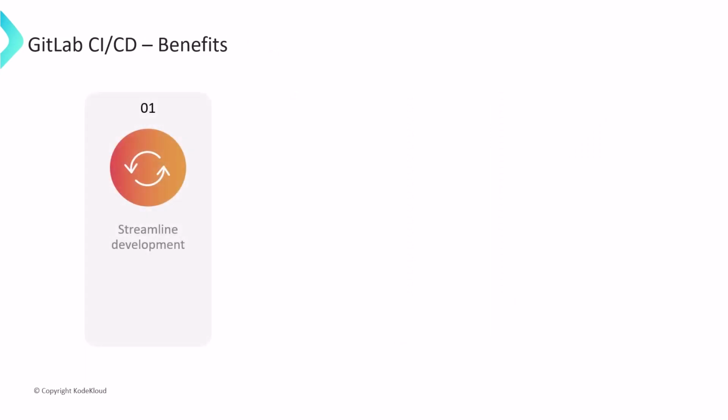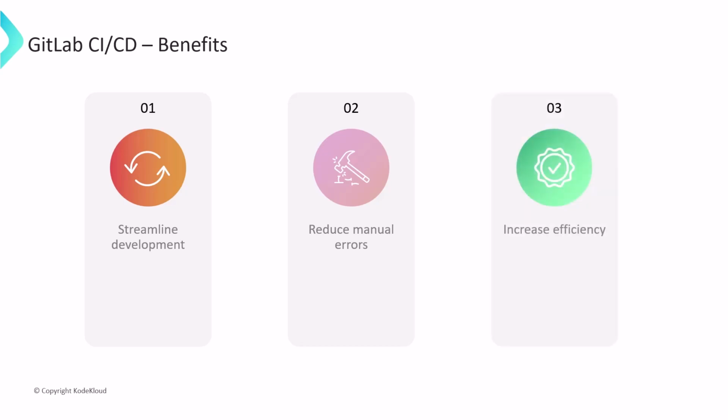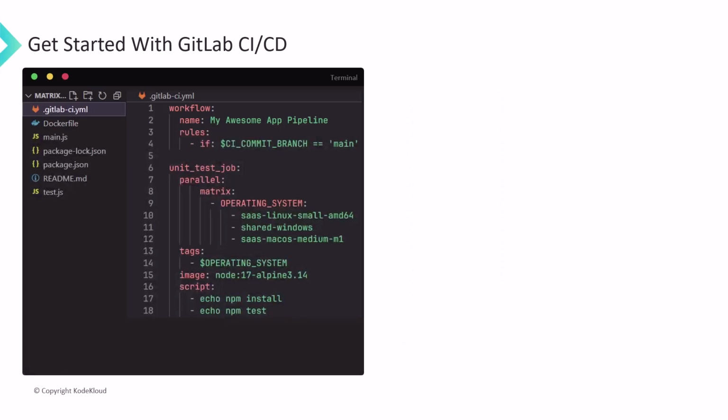Finally, the automation helps to streamline development by releasing new features and bug fixes to your users more quickly. It can also automate your deployment so you can reduce manual errors. And it can increase the efficiency of your software by catching bugs early and often before they make it to the production environment. So how does this work?